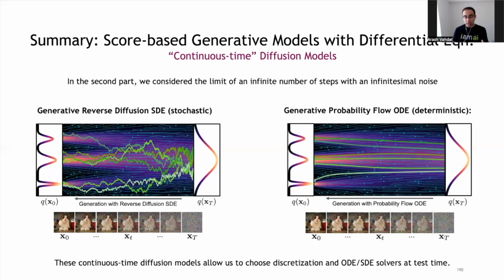The nice thing about working with stochastic differential equations or ordinary differential equations is that we can actually use the same training that was used for training discrete time diffusion models in the previous slide. However, at test time, we are free to choose different discretizations or different ODE or SDE solvers that have been studied widely in different areas of science. And this allows us basically to change the sampling time by using, for example, ODE or SDE solvers that don't require a lot of function evaluations.